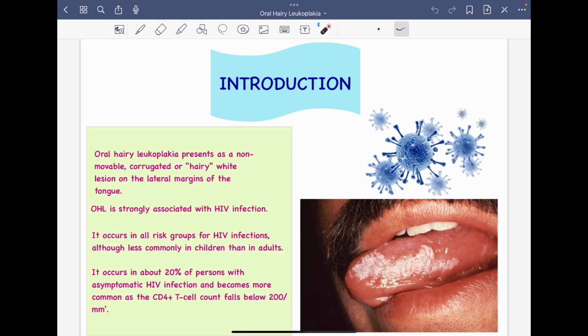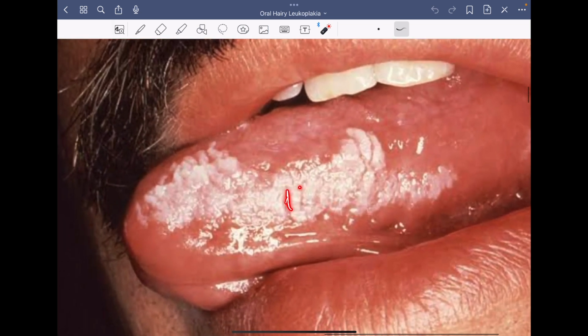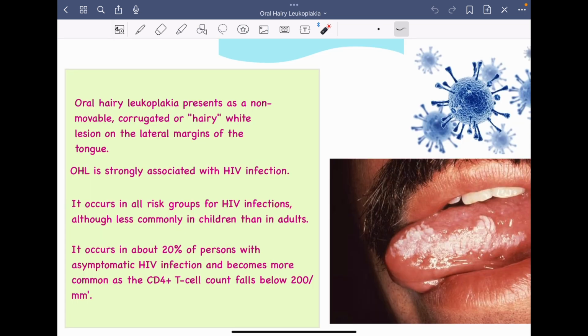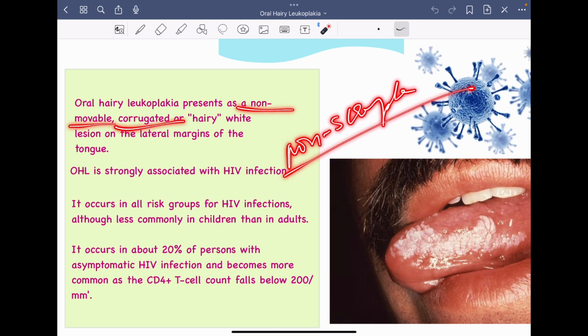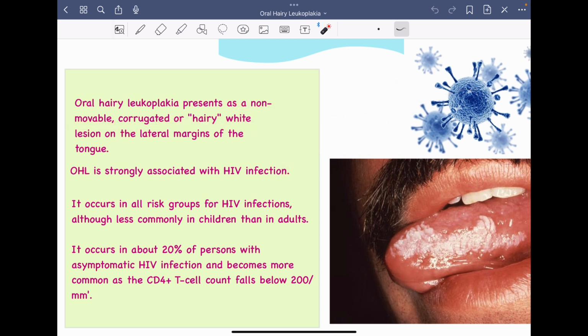So as the name itself indicates, it's a hairy leukoplakia, right? It is a hairy type of lesion. Here in this figure you can appreciate there are hair-like projections. So OHL basically presents as a non-movable or non-scrapable corrugated hair-like white lesion on the lateral margins of the tongue. Now this line is very important, that this lesion is particularly present on the lateral margins of the tongue.